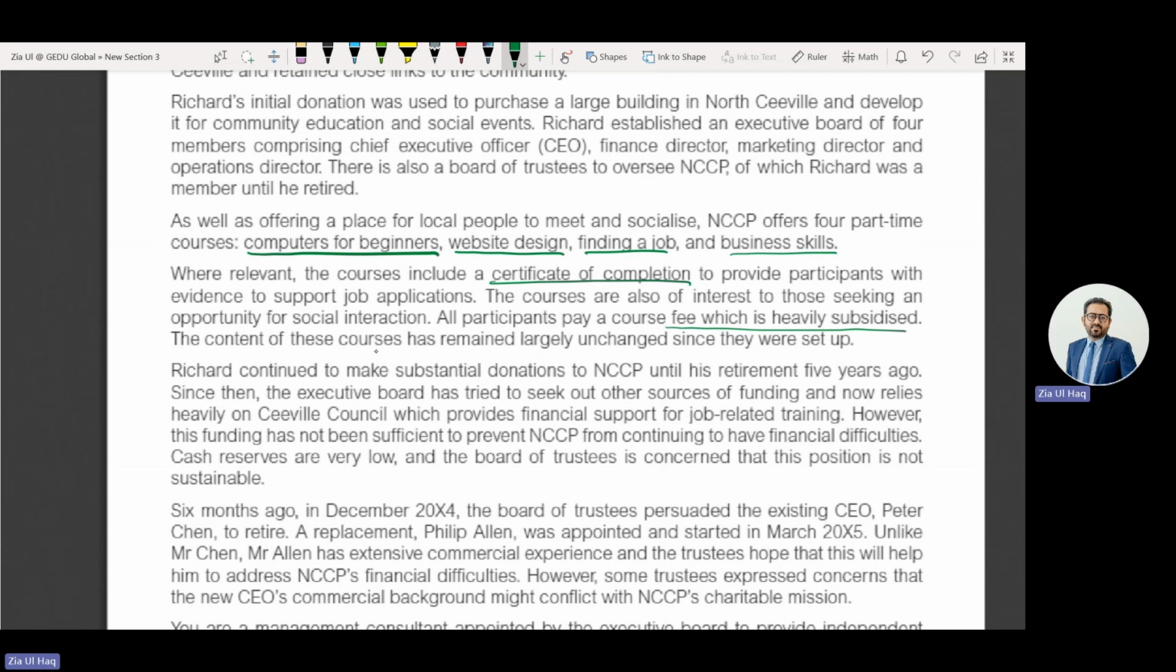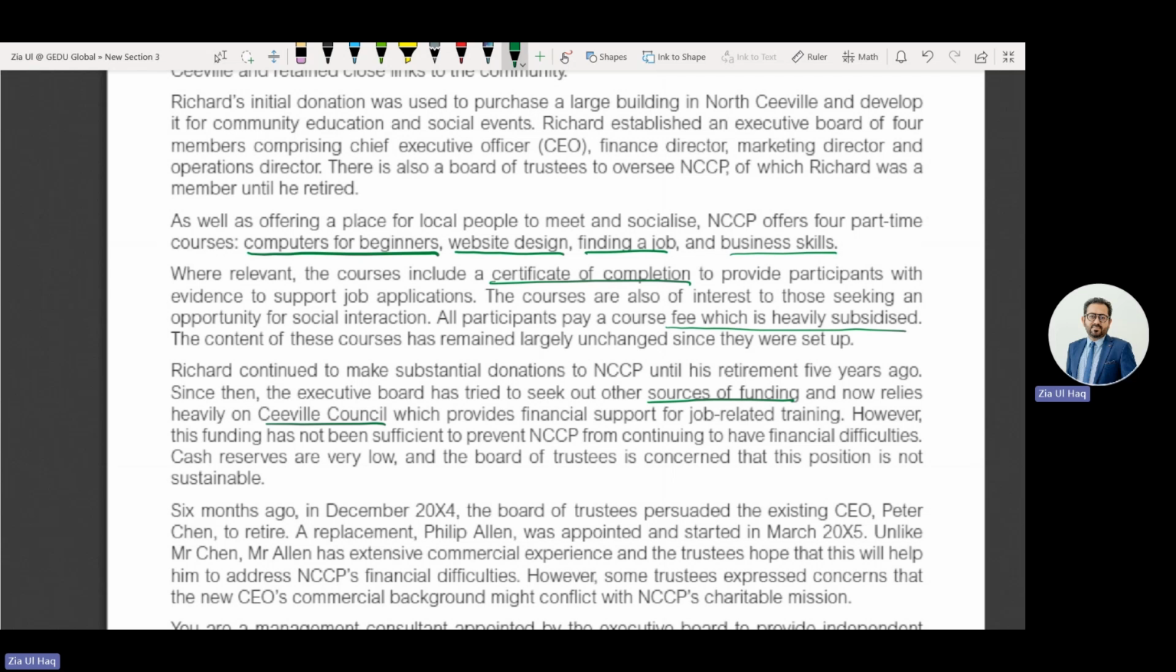The content of these courses has remained largely unchanged since they were set up. Richard continued to make substantial donations to NCCP until his retirement 5 years ago. Since then, the executive board has tried to seek out other sources of funding and now relies heavily on Seville Council, which provides financial support for job-related training. This means they are sourcing some funds from Seville Council as well.